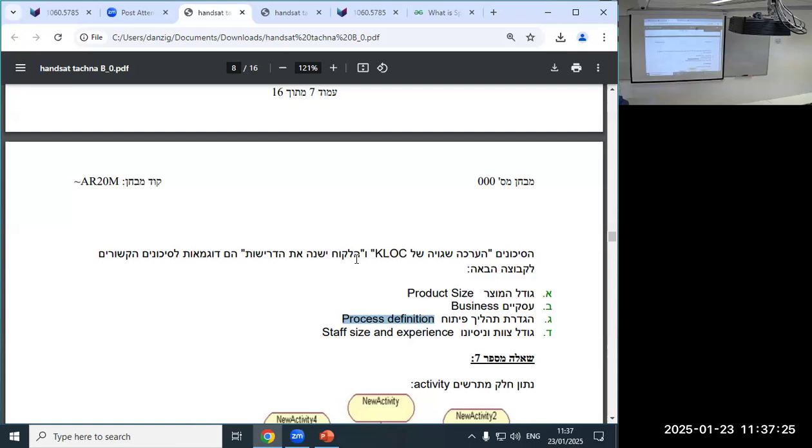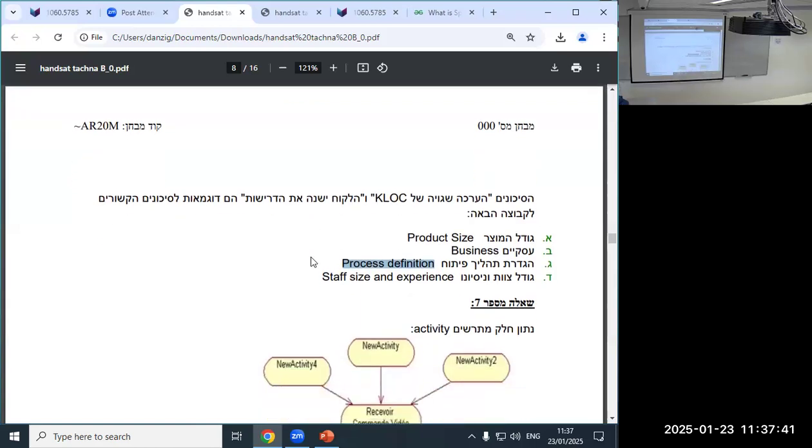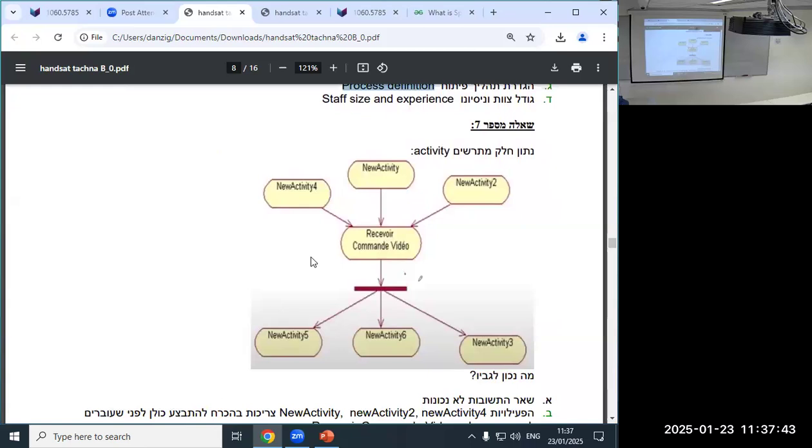Business, is it anything to do with the difficulty of implementing the logic of the program? No. What about product size? Well, yeah, because if the lines of code are much more, or the requirements are much more, then the product might be much bigger. Okay, 7.